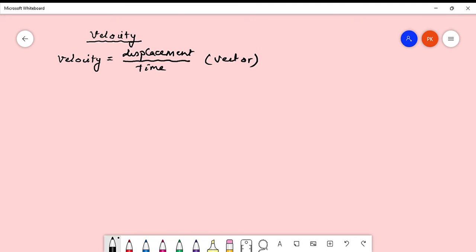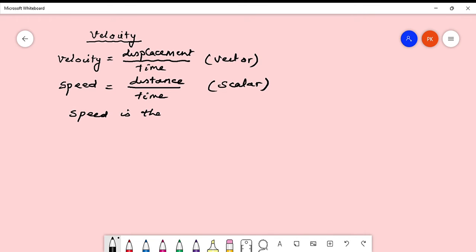And the speed. Speed is defined as the distance traveled in unit time. So that is a scalar quantity. We can also say that the speed is the magnitude of the velocity.